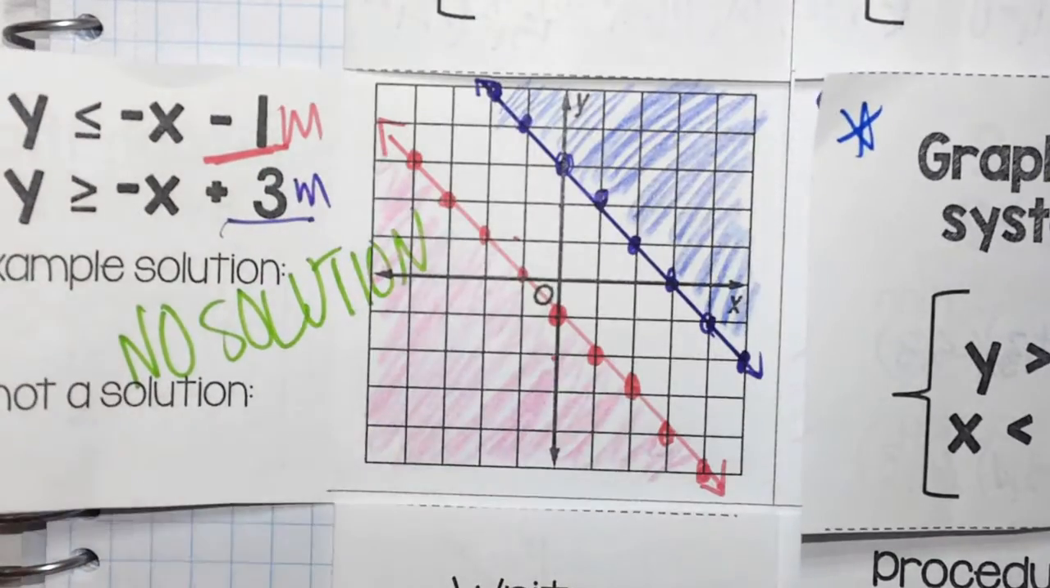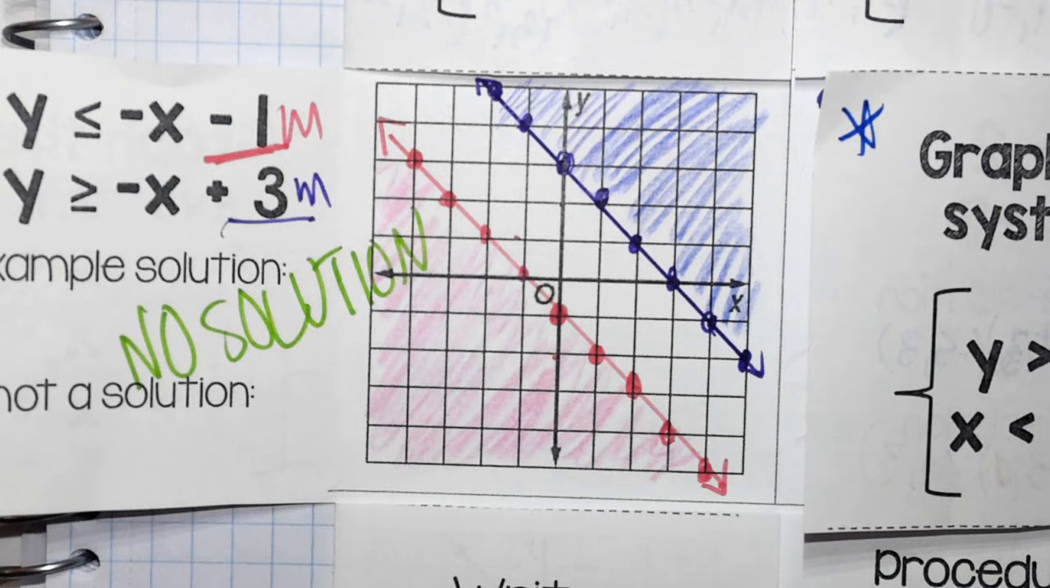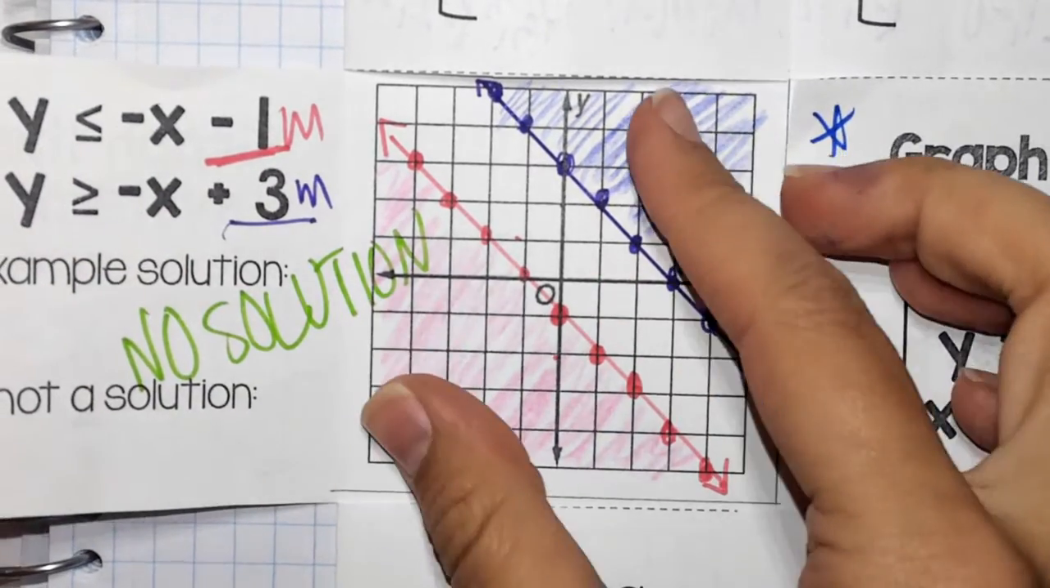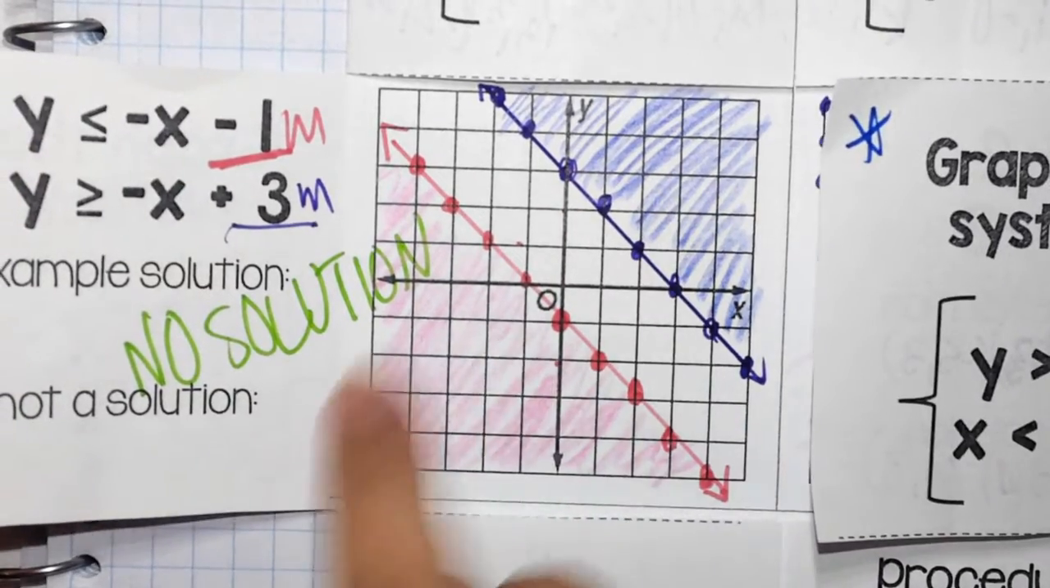This wasn't a homework problem. No solution. No solution. Now the parallel. What happened? These are parallel. These are parallel lines because they have the same slope. So it's no solution because one was greater than and one was less than.